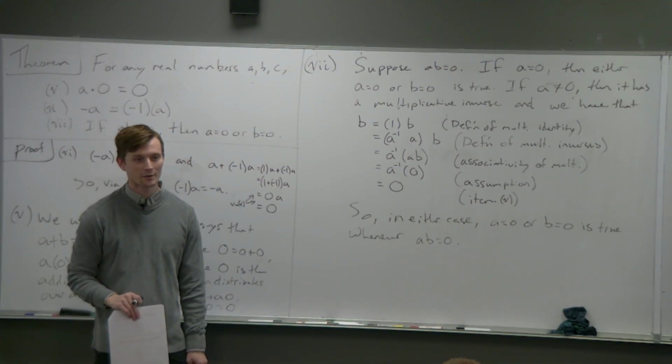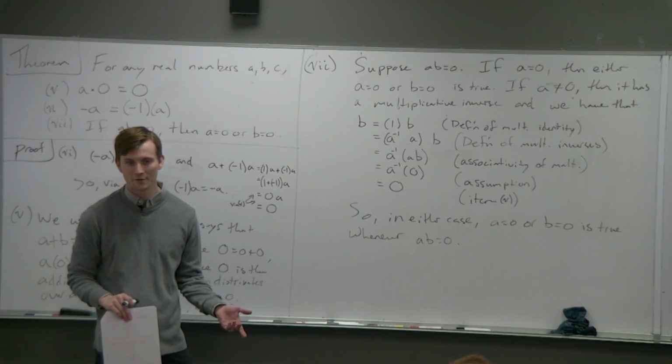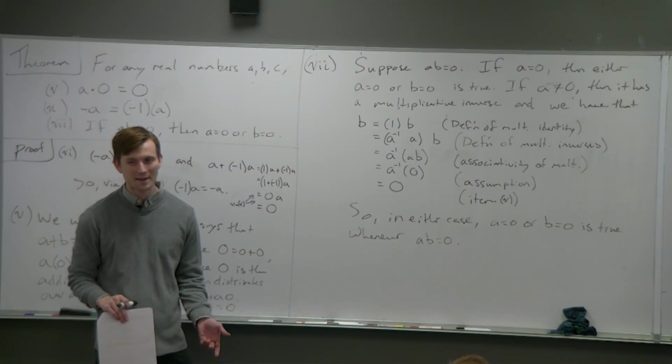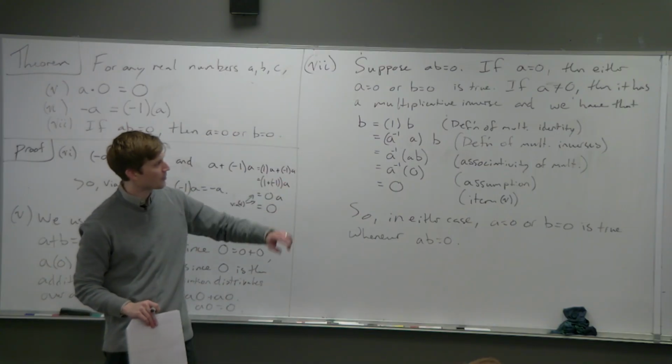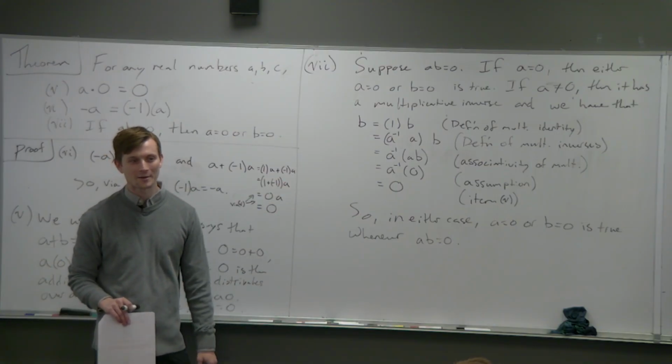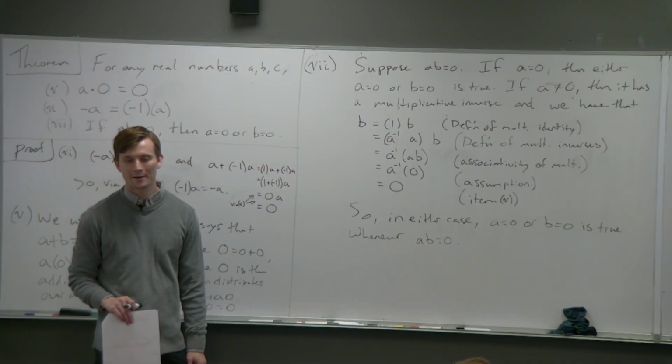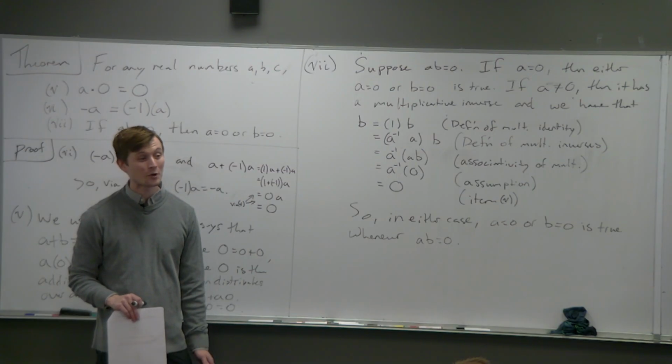That is, if AB is equal to 0, we did 2 cases. In one of them, A is equal to 0. We get the result automatically for free. We're assuming the conclusion in the first case. In the second case, A is not equal to 0. We multiply by its inverse, we get that B is equal to 0. Ta-da. Okay, cool. So we proved all of them.